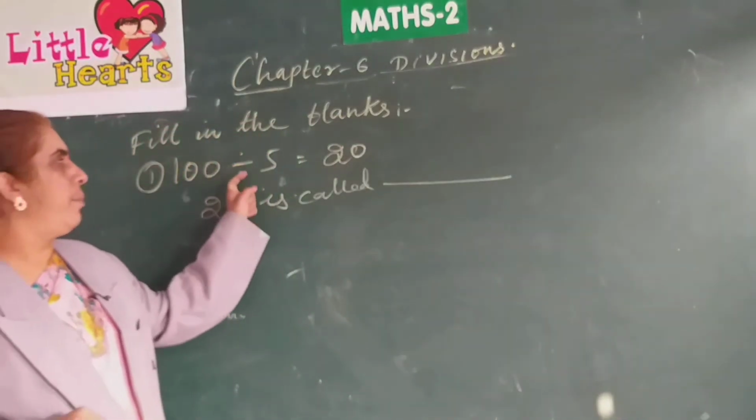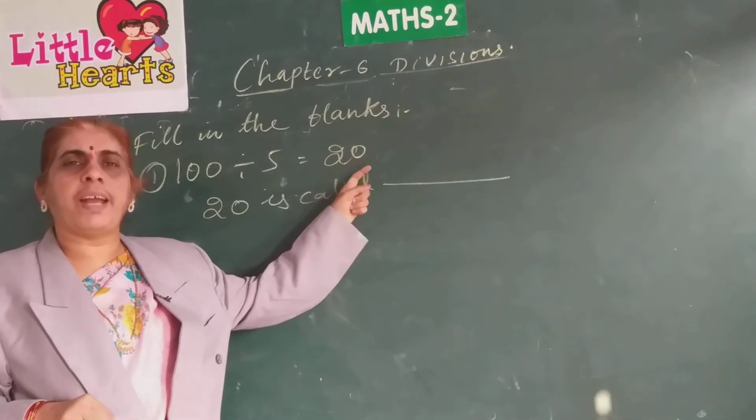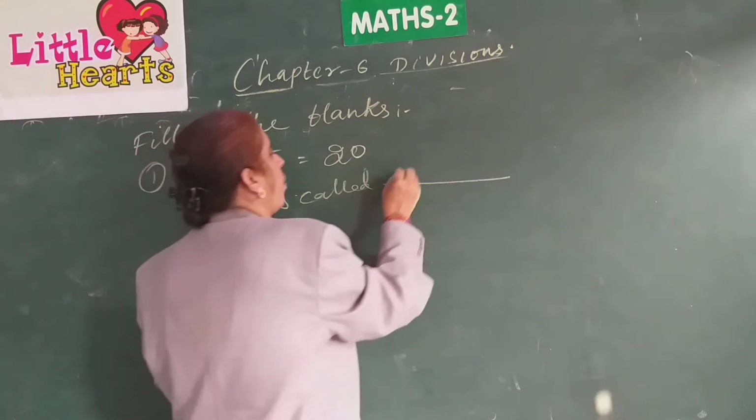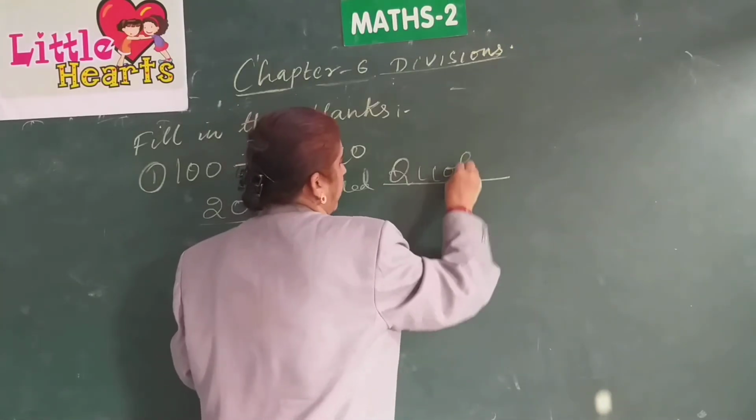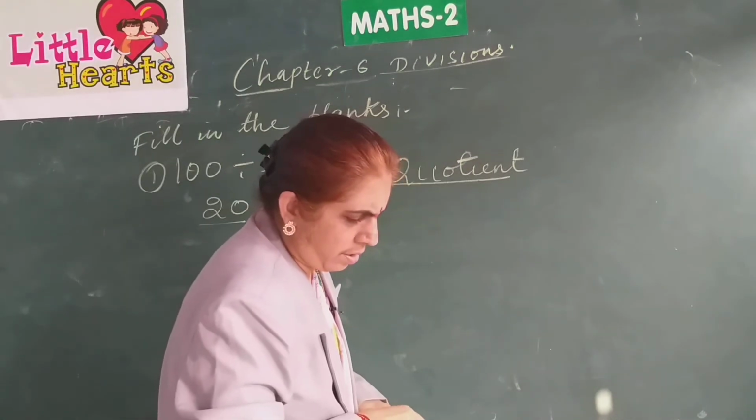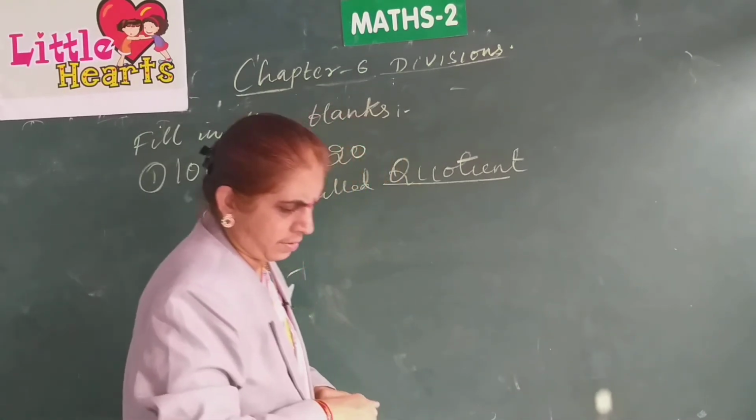Yes, 100 divided by 5 is equal to 20. It is the division fact given. In this, what is 20 called? 20 is called quotient.